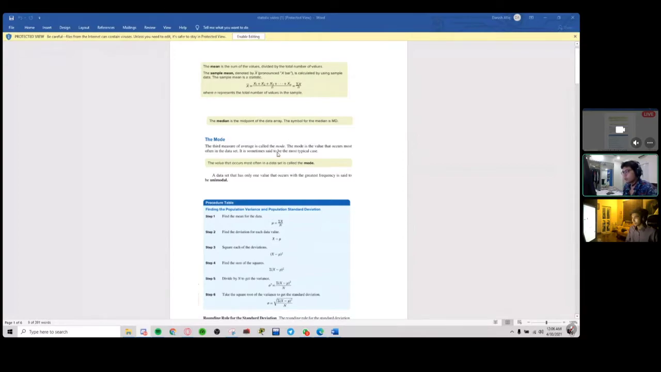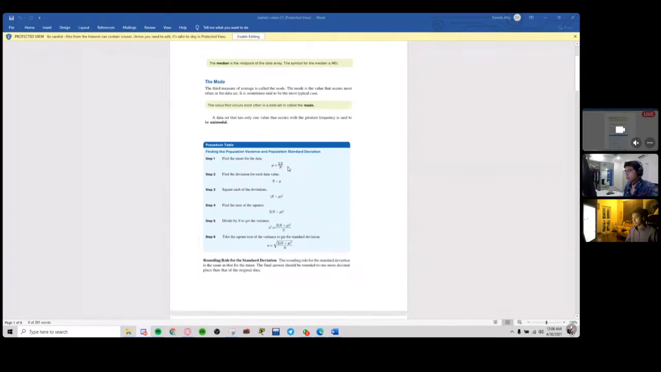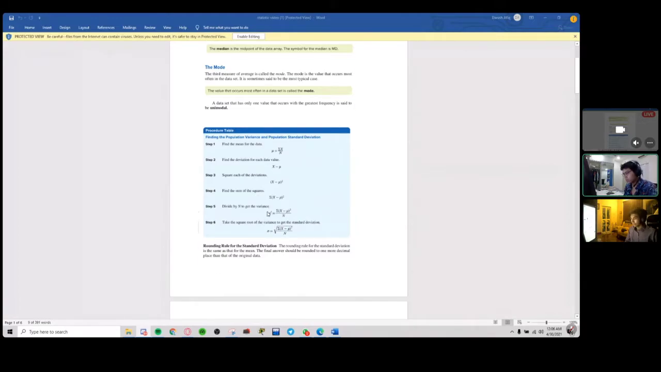Going on to the mode. So the mode is the value that occurs most often in a data set. And standard deviation is a quantity expressing by how much the members of a group differ from the mean value for the group. And as you can see, this is its formula.